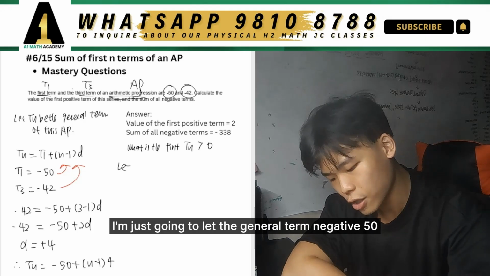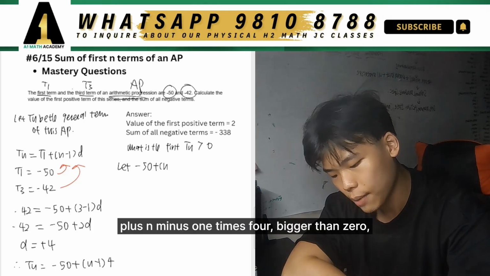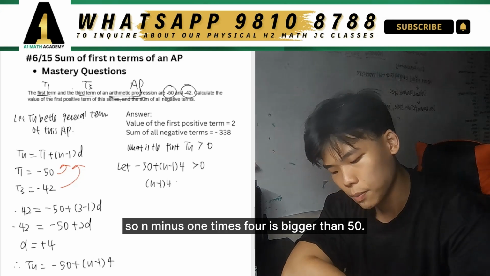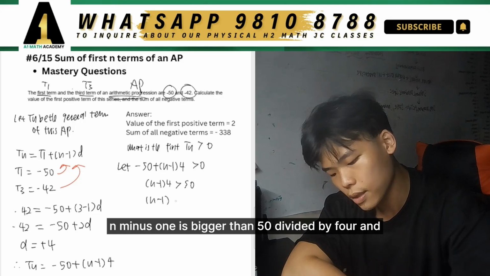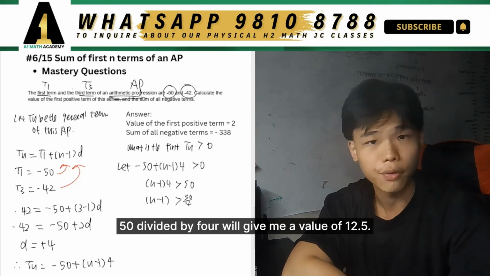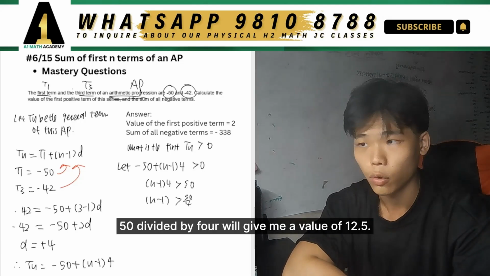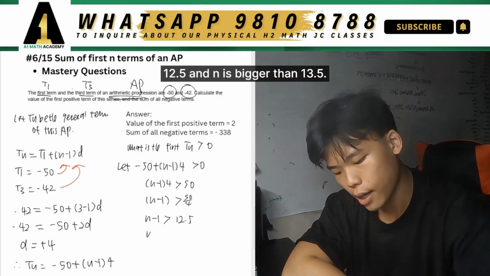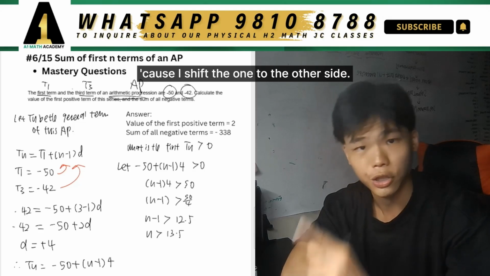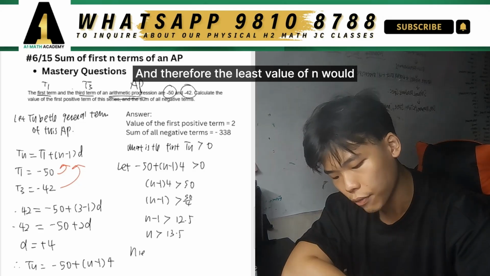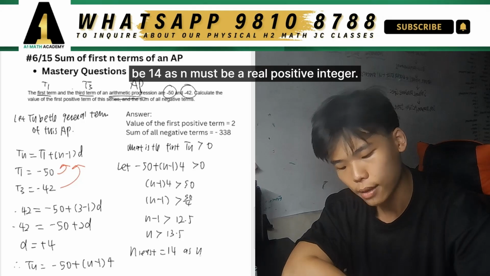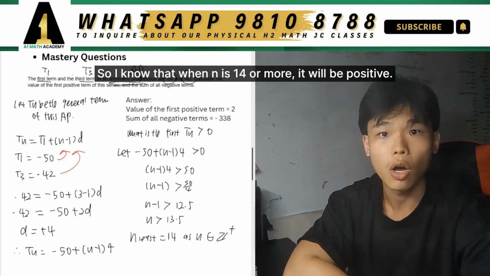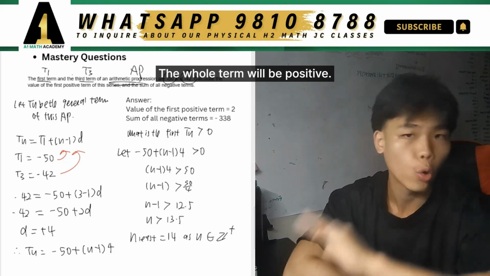I'm just going to let the general term, negative 50 plus n minus 1 times 4, bigger than 0. So n minus 1 times 4 is bigger than 50, n minus 1 is bigger than 50 divided by 4, and 50 divided by 4 will give me a value of 12.5. So n minus 1 is bigger than 12.5, and n is bigger than 13.5 because I shift the 1 to the other side. And therefore, the least value of n would be 14, as n must be a positive integer. And so I know that when n is 14 or more, the whole term will be positive.